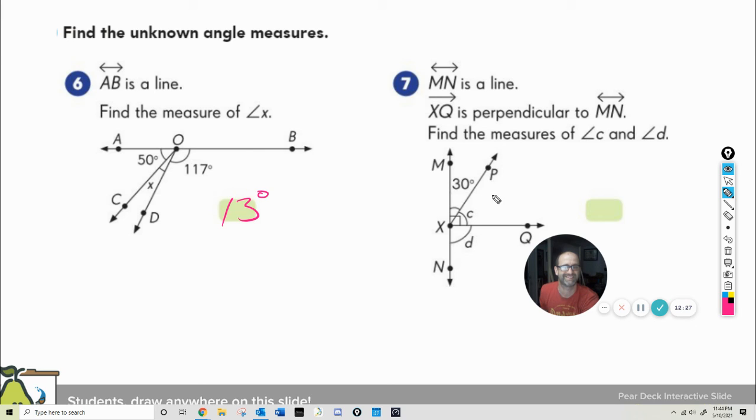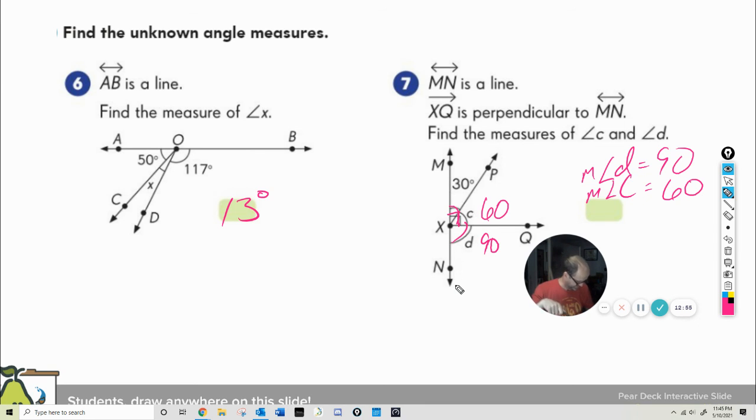Here, find the measures of C and D. Well, let's call it D because D is up against this angle right here, which is a right angle. So measure of angle D equals 90. The measure of angle C is 30 plus something, also equals 90, so that's 60. 30, 60, 90. You get to high school or geometry, you learn what's special called the 30, 60, 90 triangle too, but that's neither here nor there.